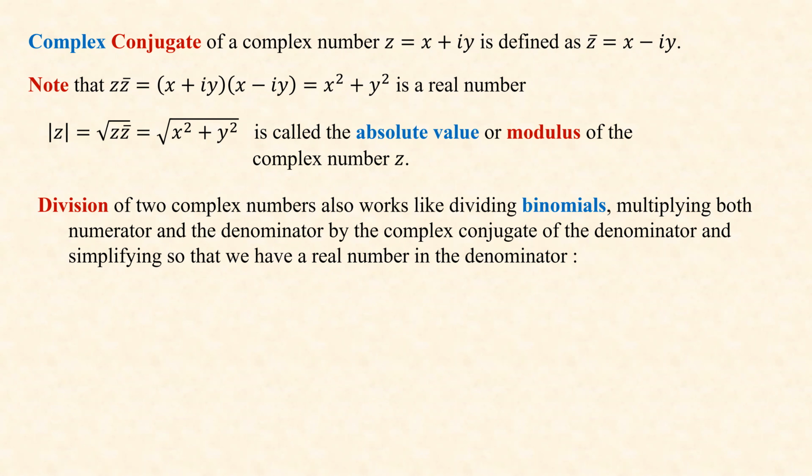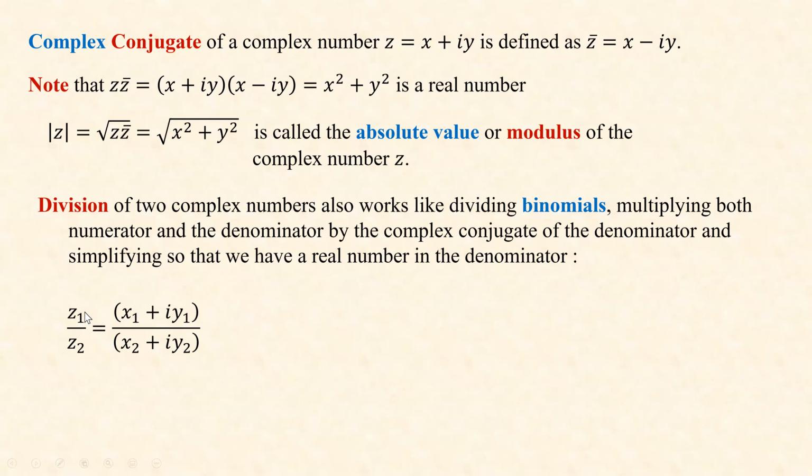So basically, if you divide, usually you don't want the i or complex number in the denominator. So you multiply both numerator and denominator with the complex conjugate of the denominator, and then the denominator becomes real. And then you can sort it out like this.